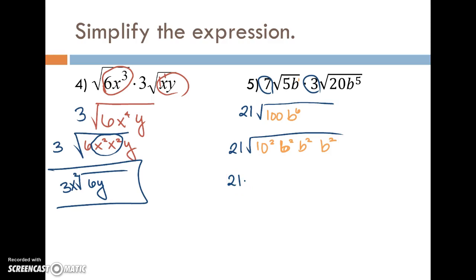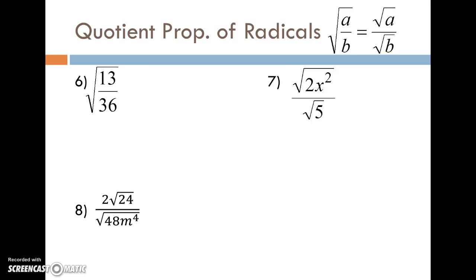And then coming out of the radical, 10 squared is just 10, so that's there. And then I have 1, 2, 3 perfect b's. So 21 times 10 gives me 210 b to the 3rd power. There you go. It was all perfect. That worked out really nicely. Okay, one more example in this section, and then we'll do part 2 video for 10.3.